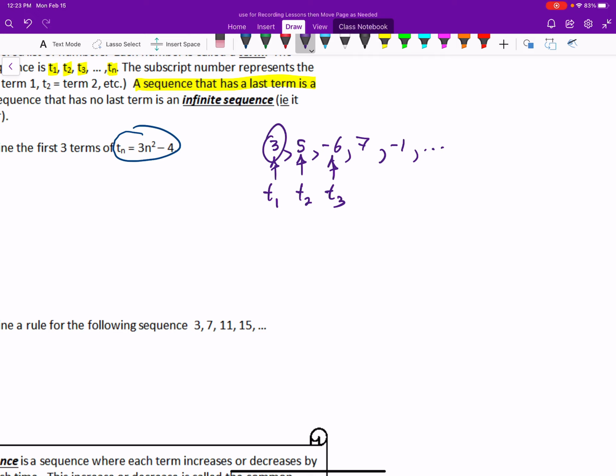This is the first one. It comes first in the list. This is the second one. It comes second, and so on. So t sub n, again, would just be whatever my last number is, or an unknown. Think of n as an unknown in this case.